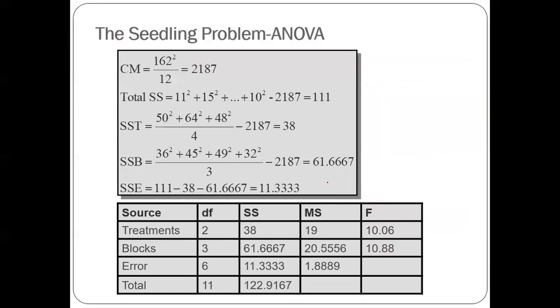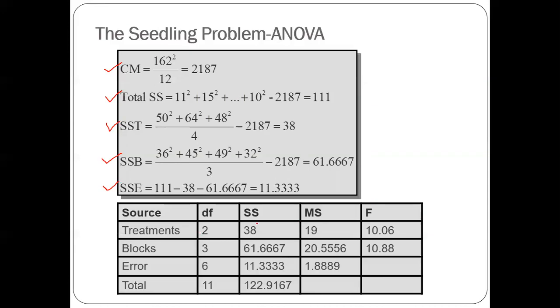Okay, now we go back to the examples. We already have the value of CM, the total sum of squares, the sum of squares for treatment, the sum of squares for block, and the sum of squares for error. So after we get all the values, we must convert them into the table.